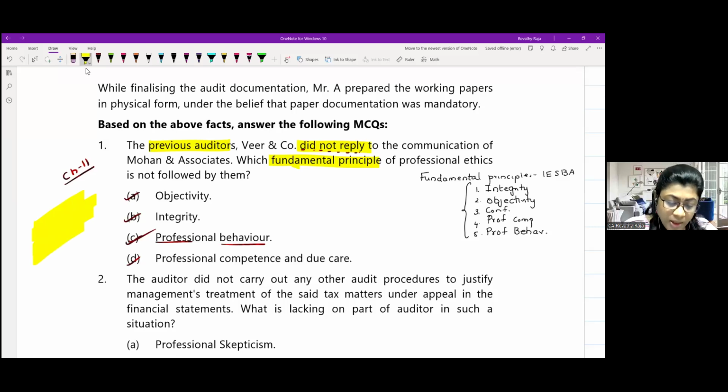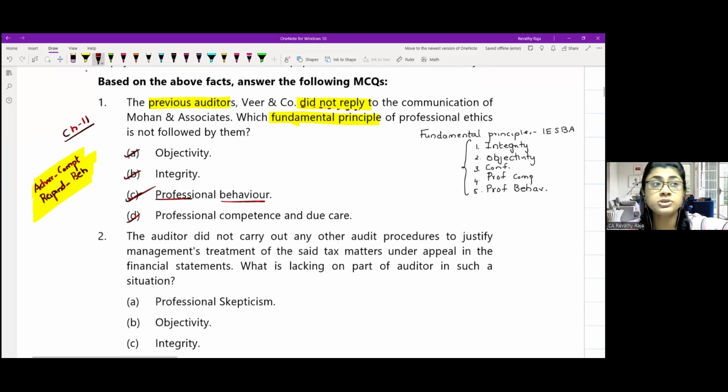But I'll say something. Usually I say in class, failing to advise is professional competence. If you don't advise the client, you are failing in professional competence. Failing to respond, failing to reply is professional behavior. Did you understand that? Failing to advise is competence, failing to respond is professional behavior. Is question one clear? Can we proceed to two?